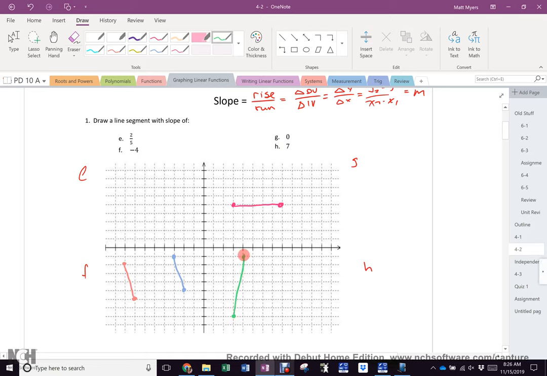What do you notice as the numbers get bigger? What happens to the line? Longer? This was 2/5. This was 4. This was 7. What happened to them? What happened to the slope? It increased, meaning it got closer to what?